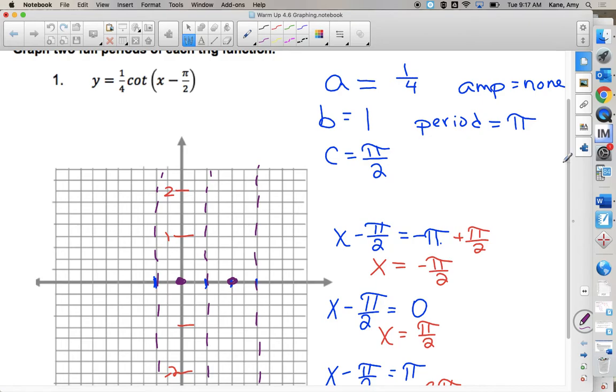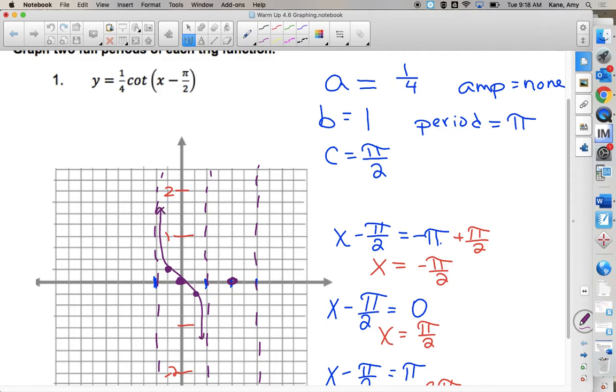Cotangent, is it increasing or decreasing when you look at the graph from left to right? Decreasing. So cotangent goes down, tangent goes up. They're reciprocal functions, so the one goes down, the other one goes up because they're opposites. So if it's decreasing, my a value is 1/4. Usually I would go up to 1, but I'm only going up 1/4 of that. So I would just go up to 1/4. I counted by 4, so it worked out nicely. On the other side, I would go down to 1/4 so that I have a decreasing graph.